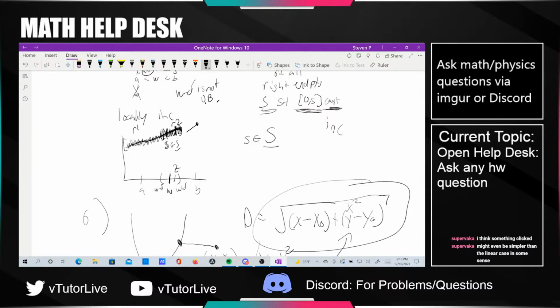Anyways, I think I gotta go log off because I've got some stuff to do. I do think it's a little bit simpler than the linear case.